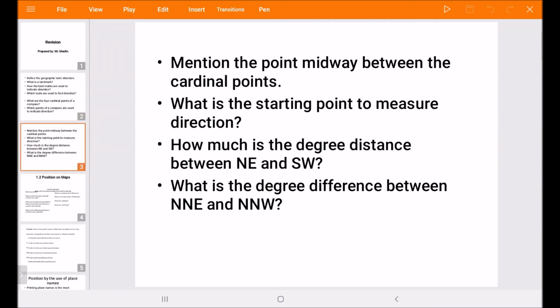Again, mention the point midway between the cardinal points. Between the basic points, northeast, southeast, southwest, northwest are midway between the cardinal points.